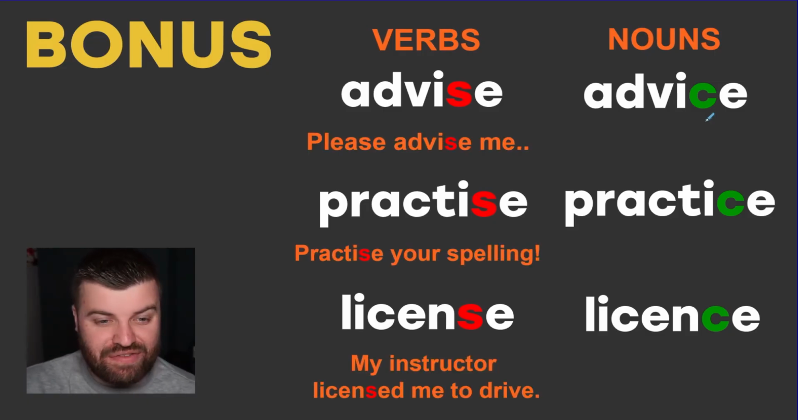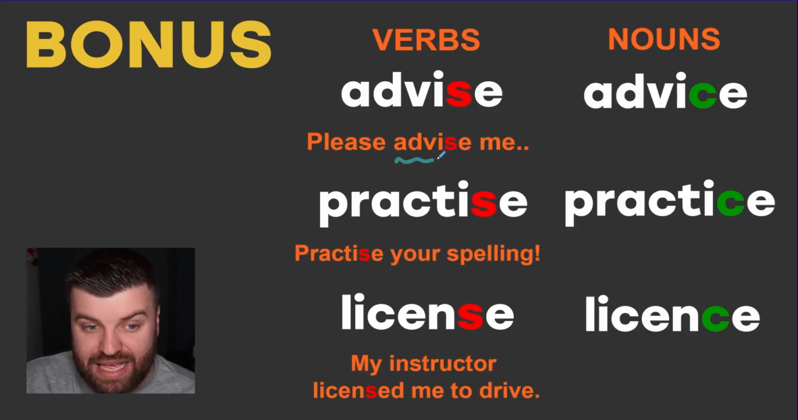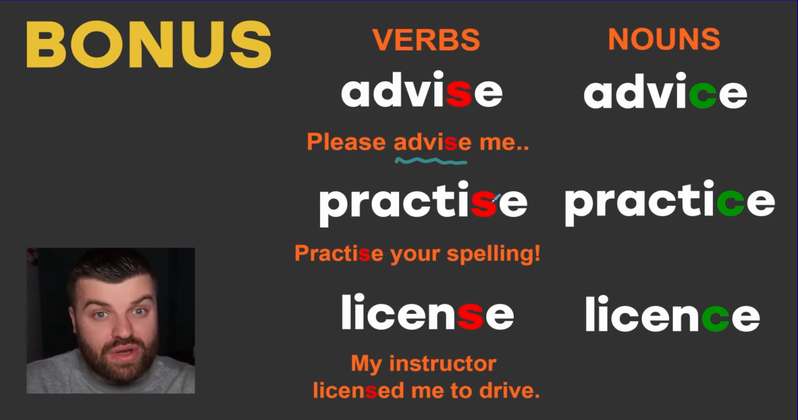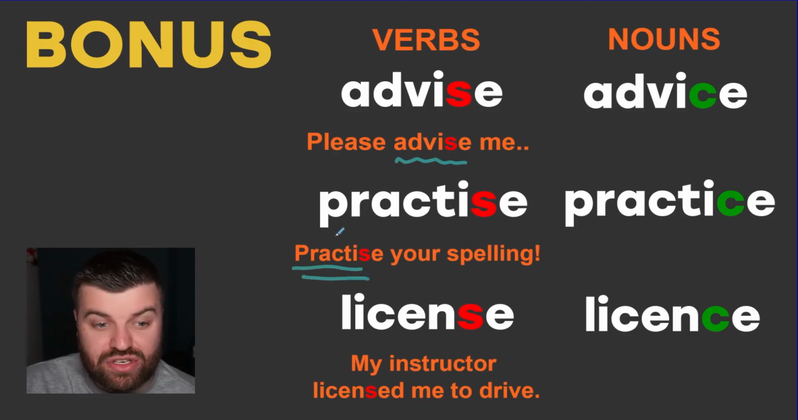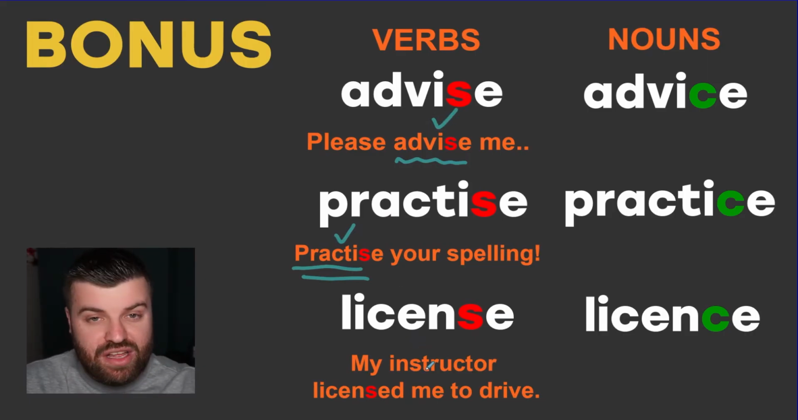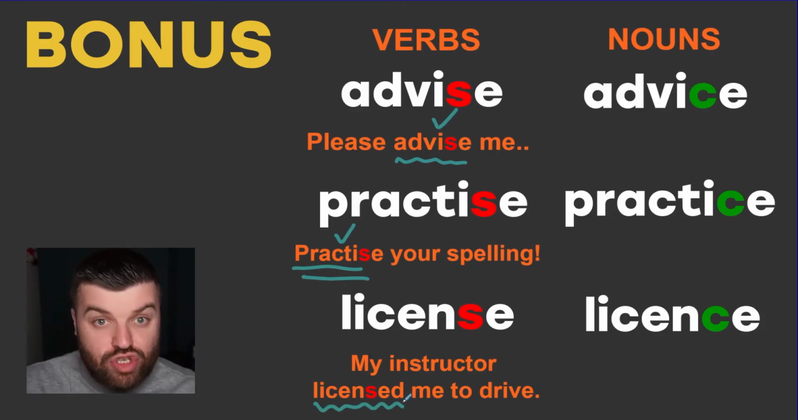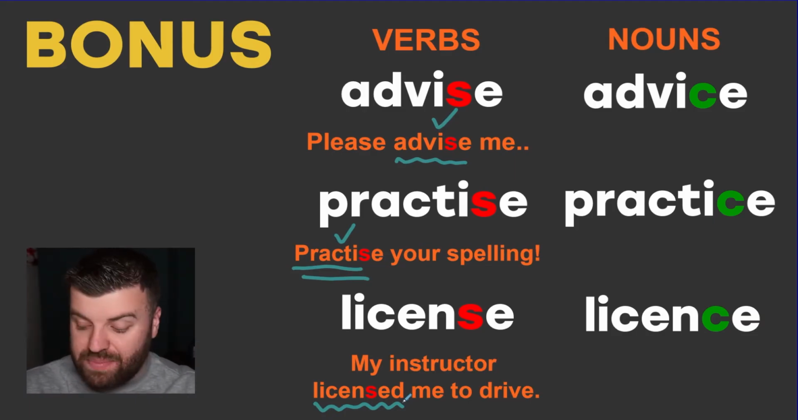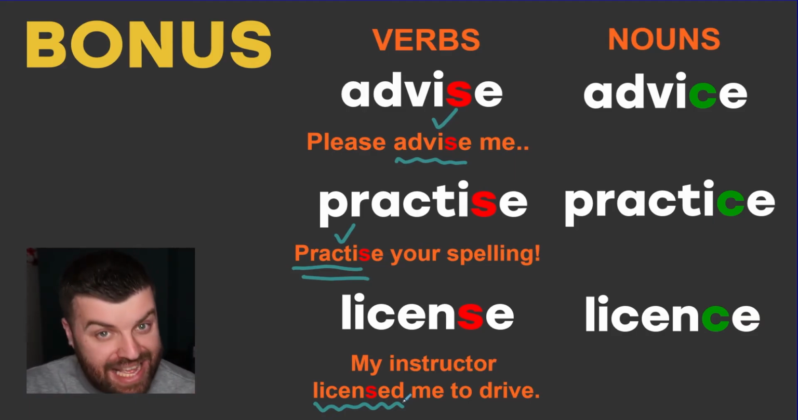Let's take a look at the verbs. Please advise me. You're asking someone to do something. To give you advice is to be advising. Over here, practise your spelling. You're telling again someone to perform an action. It is a verb in both of these cases. And at the bottom, the instructor licensed me to drive. So he's again doing something there. He's going through the process of licensing someone, saying they're allowed to do something. All of those are verbs, therefore all of them need an S.